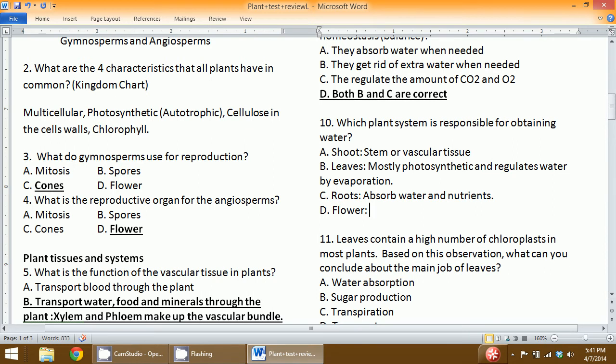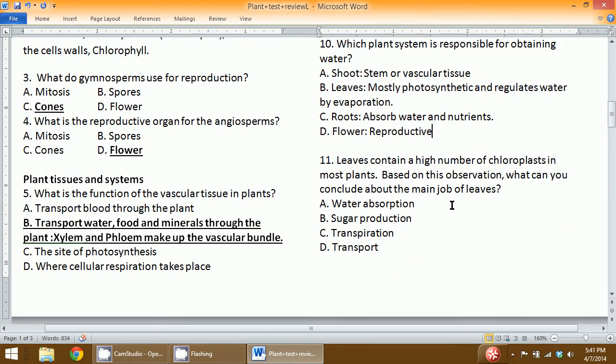A flower, on the other hand, is a reproductive organ. That's its job. It reproduces the plant. Leaves contain a high number of chloroplasts in most plants. Oh, I didn't actually write the answer. Sorry. Roots. Getting water. There we go.